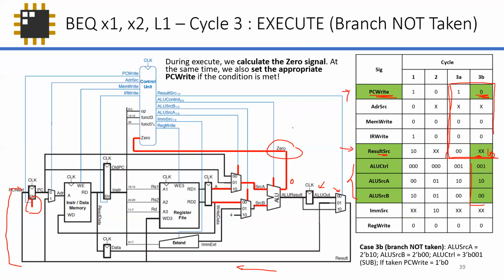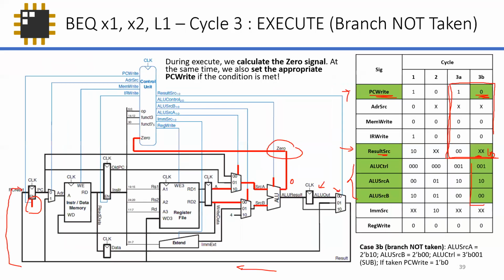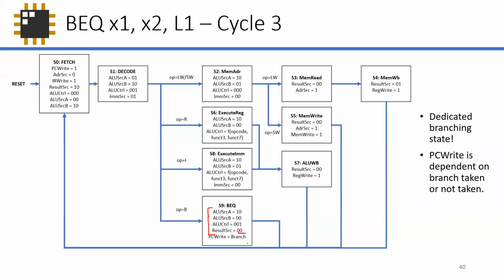The way you're going to write it in the state machine would be something like this. Actually, the result source can be 0, 0. Doesn't matter anyway. You could argue that the result source is 0, 0, because if you go back here, whether you are 0, 0 or don't care, why not just set it as 0, 0 anyway, right? I don't care whether the branch is taken or not. But the important part here is that the PC write is dependent on the branch signal.